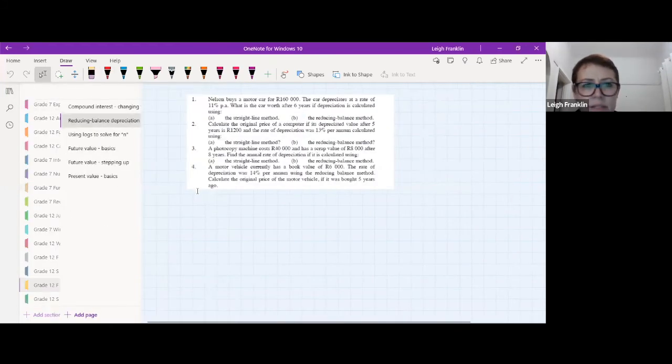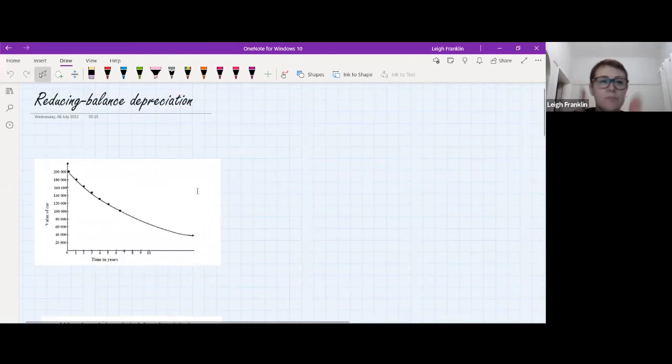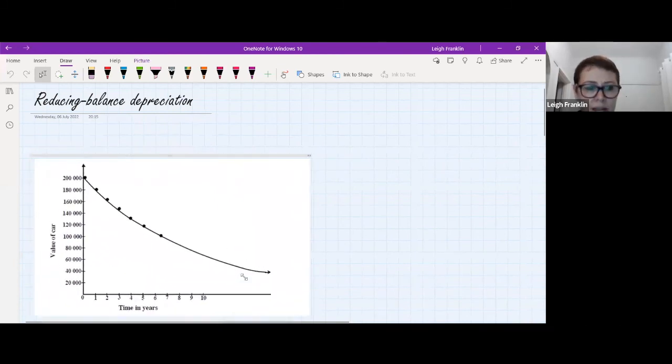All right, because this is what I was going to do with you guys, let's start talking about this because there's absolutely nothing wrong with this. This is the other thing from grade 11 that is very definitely going to be asked, and it's called reducing balance depreciation.